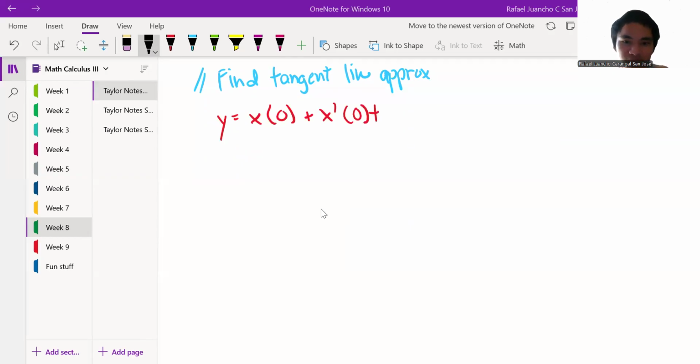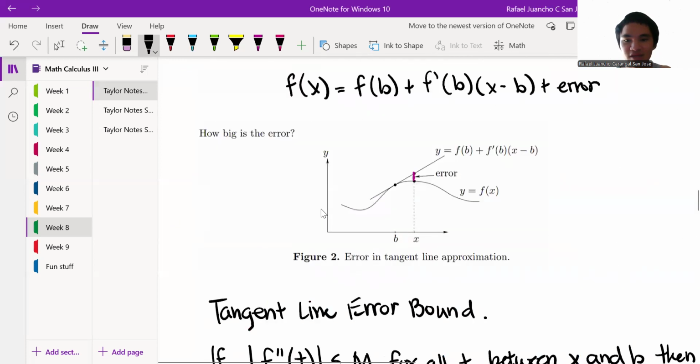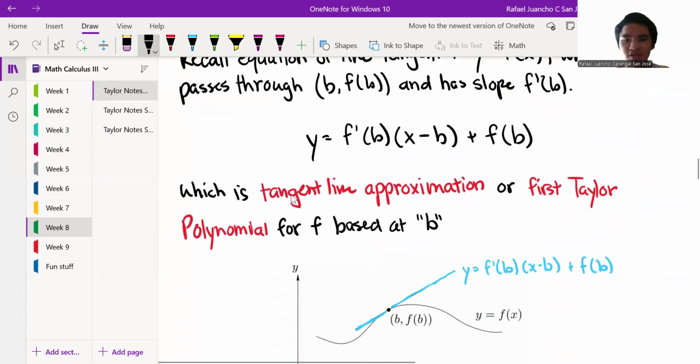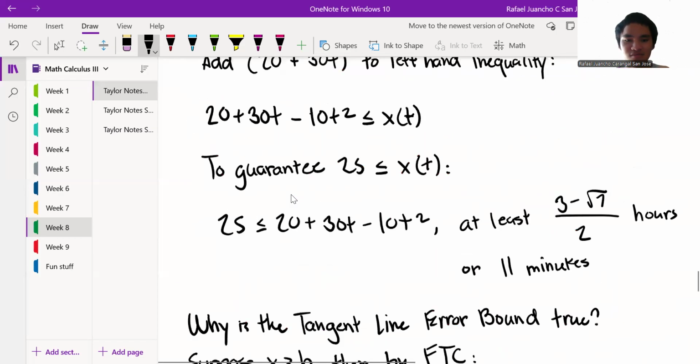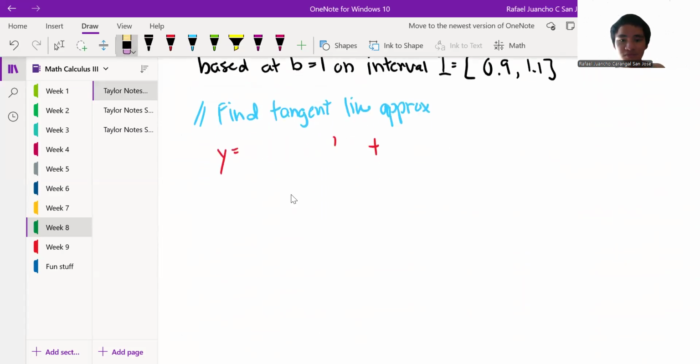Or no, shoot. I think I'm wrong. Where did I highlight that thing? Oh, there we go. That's the formula. I know I did kind of write it the same way, I just forgot. So at some b value, right? So f prime of b, x minus b. There we go. So my y.